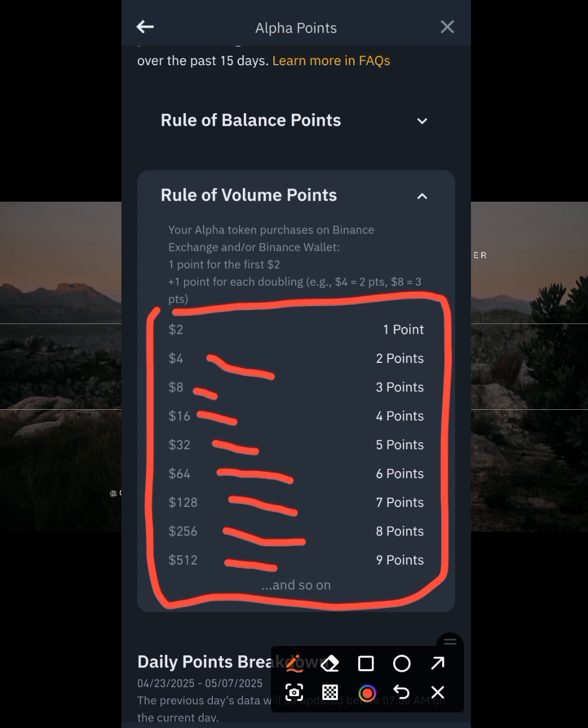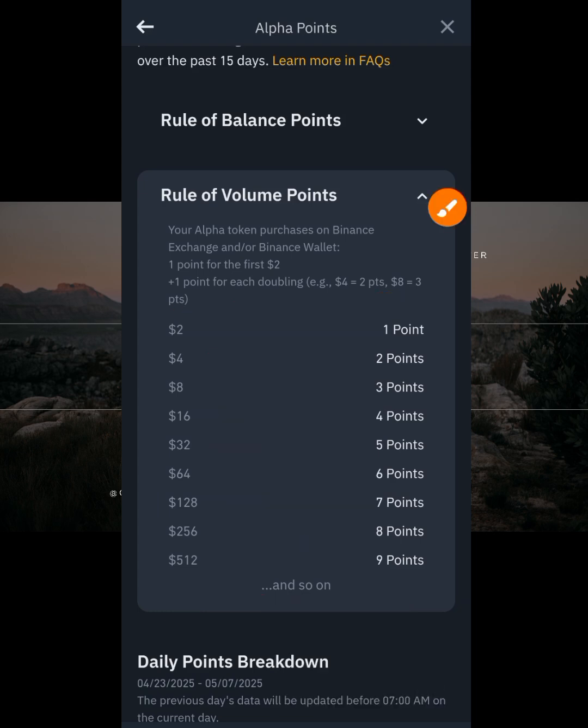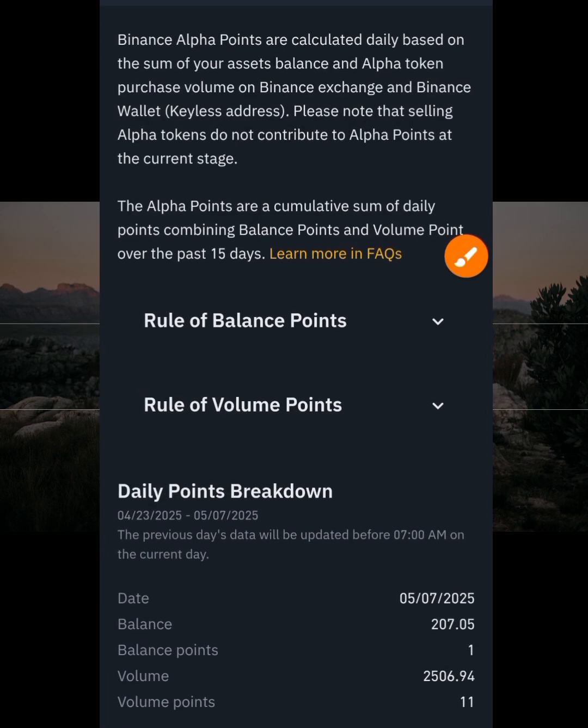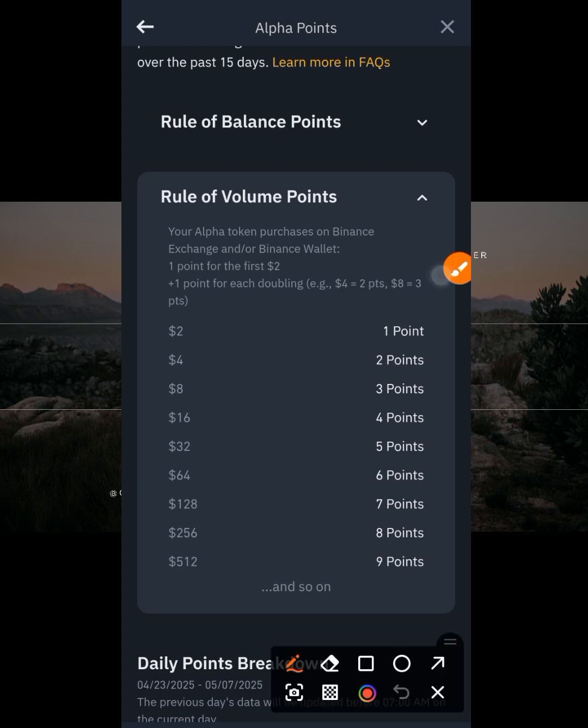So if you have $2, you buy and sell, it is considered as what? 2 points, because what counts is your buying volume, not your selling volume. So now when you actually trade, let me say you traded with $16. Once you just buy, automatically you have earned 4 points. If you sell it, it is still 4 points.